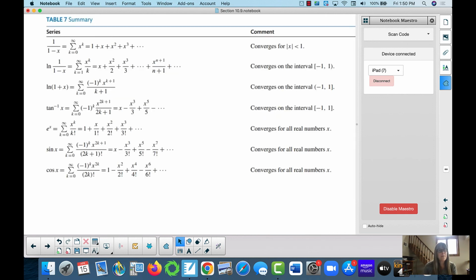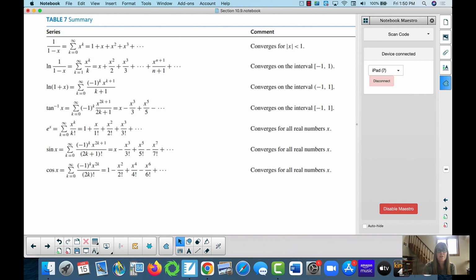So this is the table I was telling you about. These are the Taylor series you should know. So basically this is just something that you should memorize. So this is the one we got in section 10.8. This is not a Taylor series, this is a power series. So these are the power series you should know.